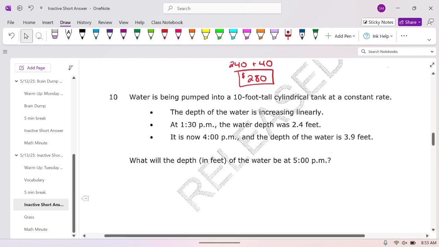So first, let's just read the problem. Water is being pumped into a 10-foot tall cylindrical tank at a constant rate. The depth of the water is increasing linearly. At 1:30 p.m., the water depth was 2.4 feet. It is now 4 p.m., and the depth of the water is 3.9 feet. What will the depth in feet of the water be at 5 p.m.?